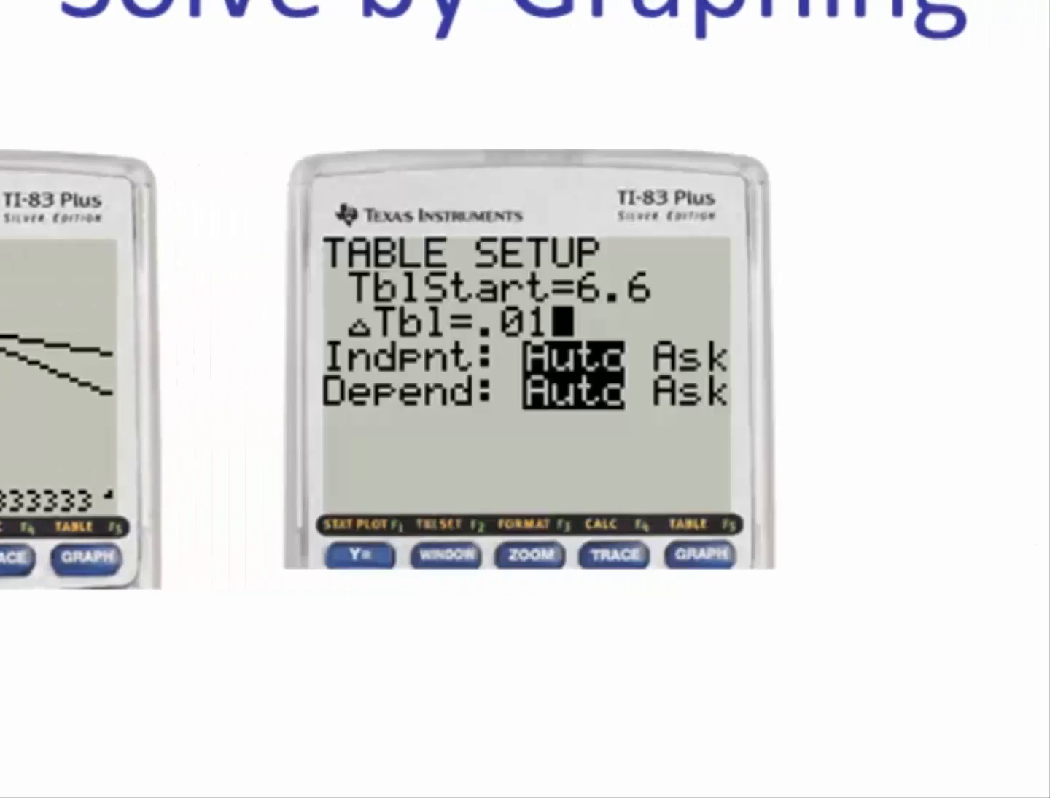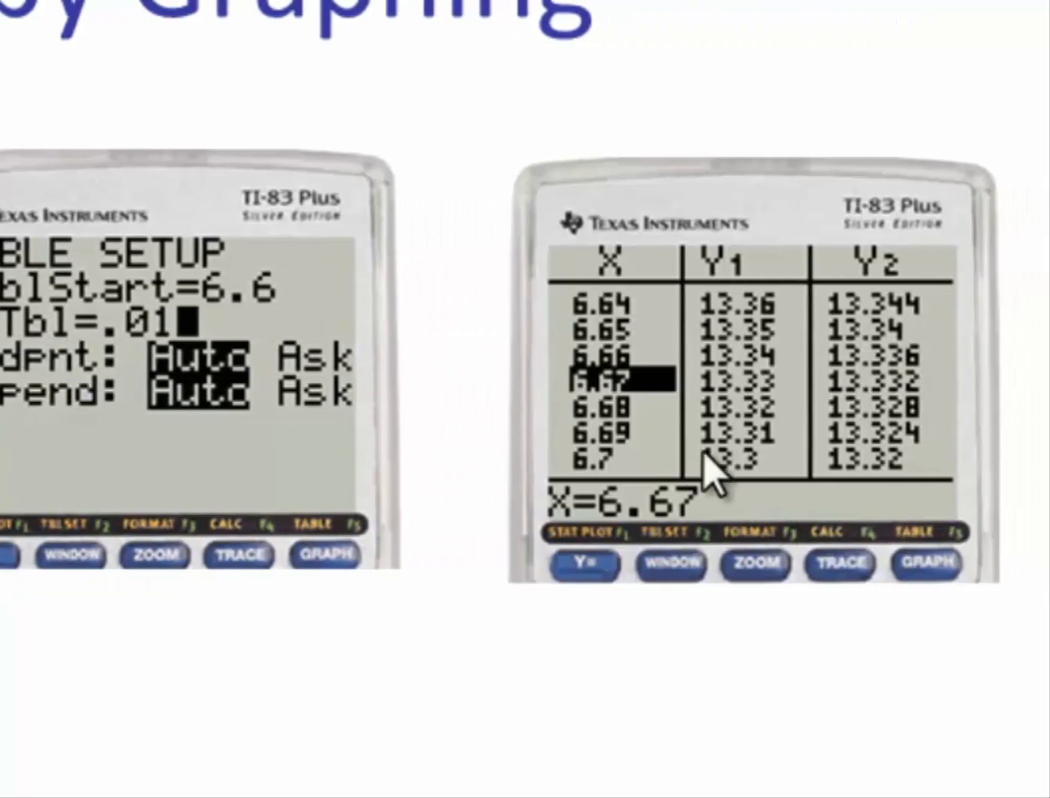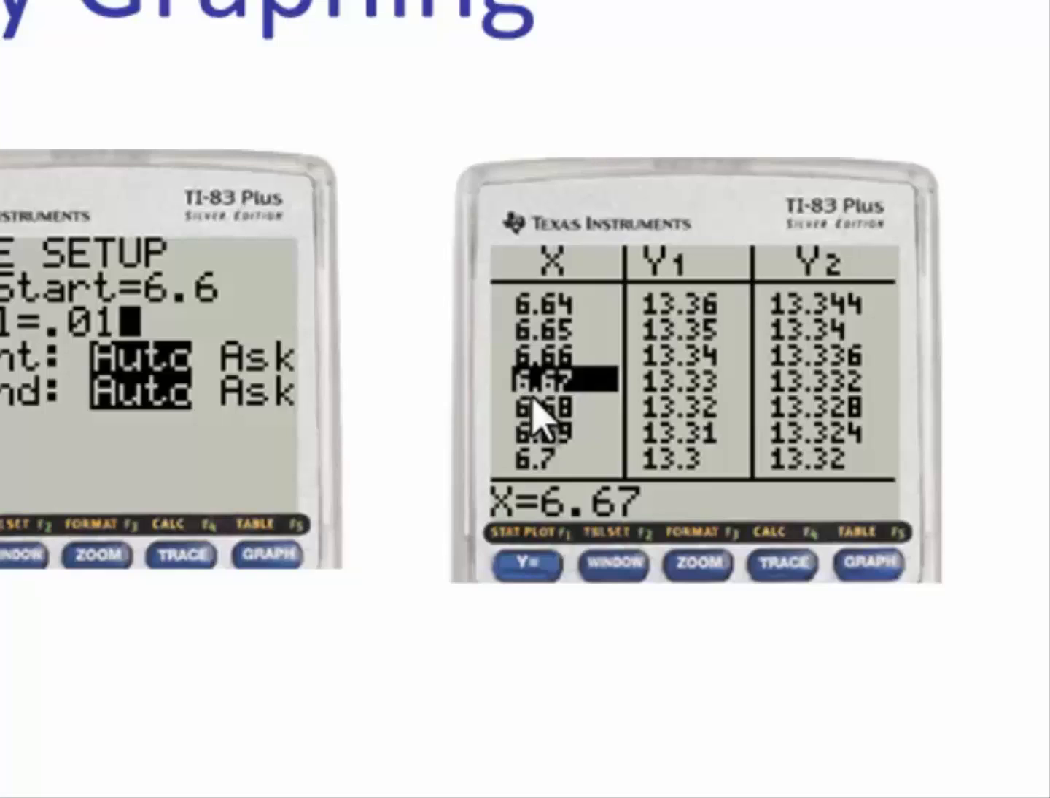If I want to verify this by using the table, I hit second window, which is table set. I want the table to start at about 6.6, and I want the table to count by 0.01, and we can see at about 6.67 the y values are very, very close, 13.33.